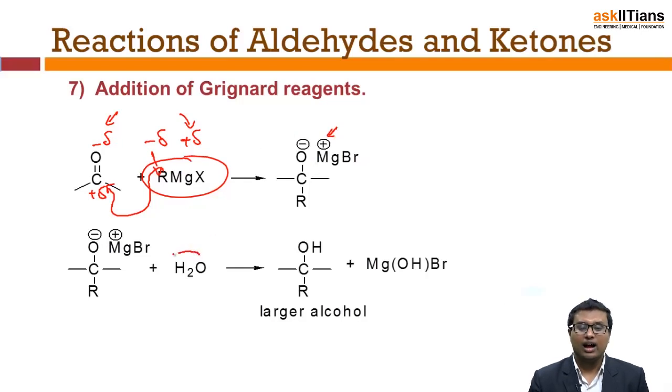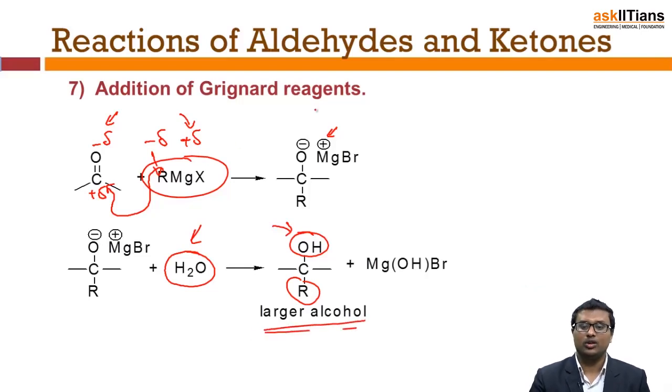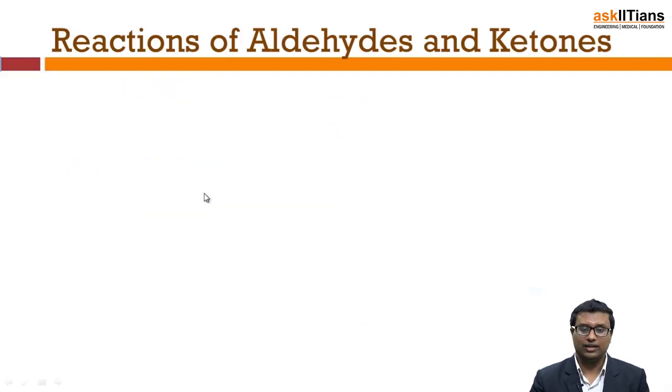Now if I hydrolyze this further, what you will be getting is an alcoholic group. There will be OH formation, and I will be getting an alcohol, right? So I am not only getting an additional alkyl group attached to my carbonyl carbon, I am getting an alcoholic group. That means I will be getting a larger alcohol. So from your Grignard reagent, you will be getting a higher alcohol, remember this, and that too from your ketone or aldehyde.